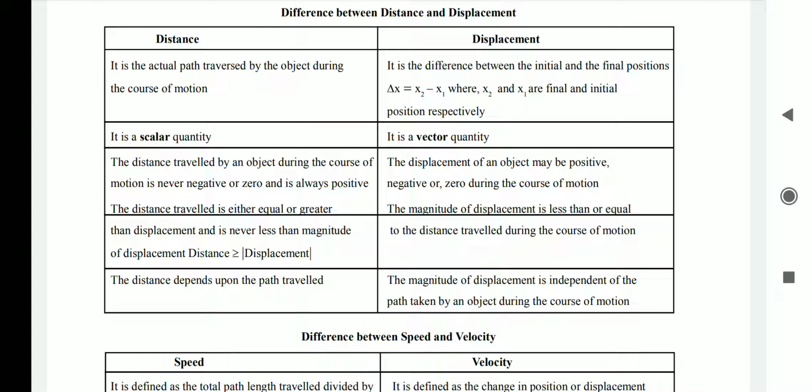Next point, the distance traveled is either equal to or greater than displacement, and displacement is less than or equal to the distance traveled. This I will discuss at the last with the numerical. Next point, distance depends upon the path traveled and displacement is independent of the path taken by the object.